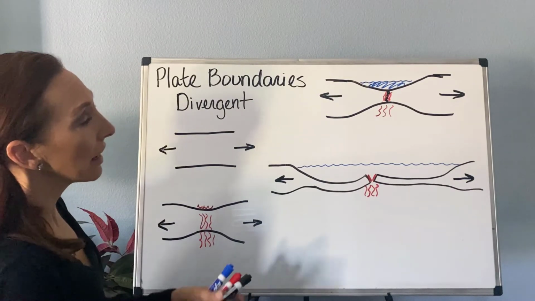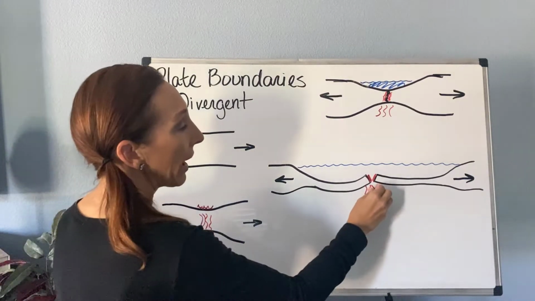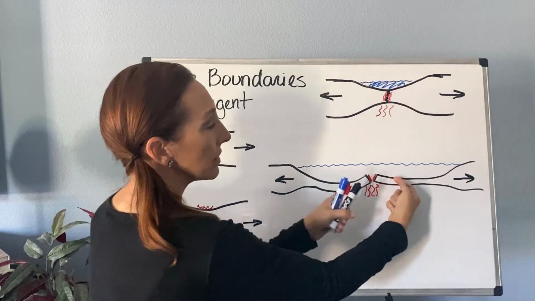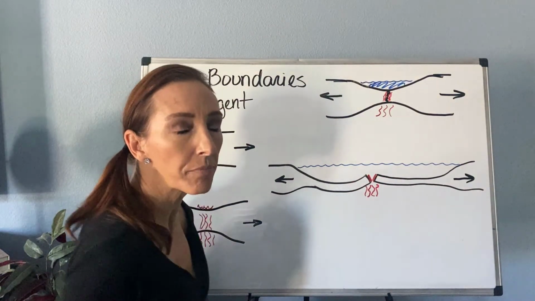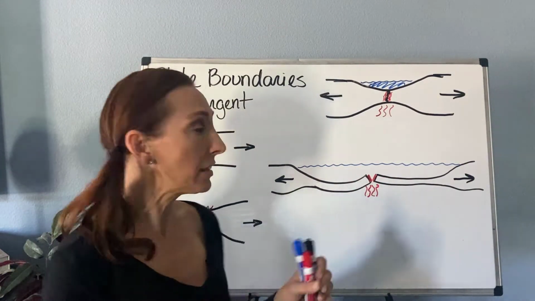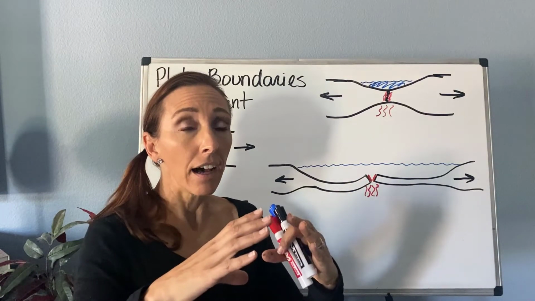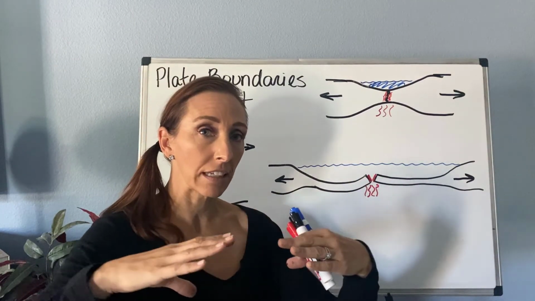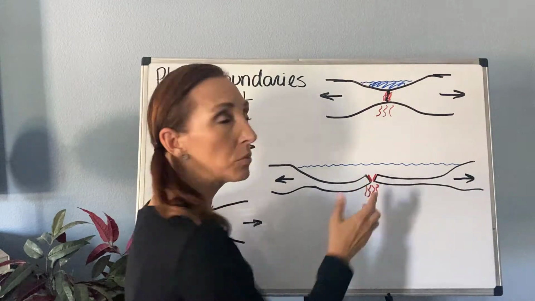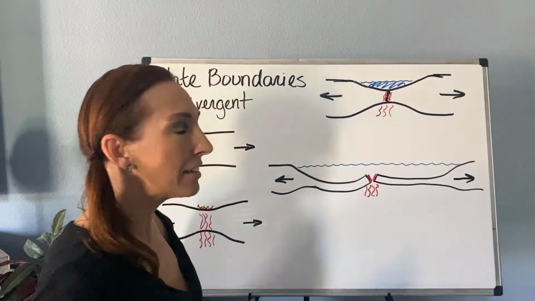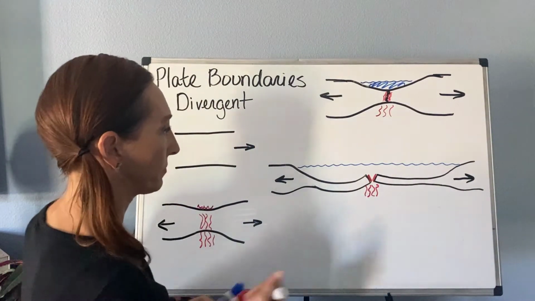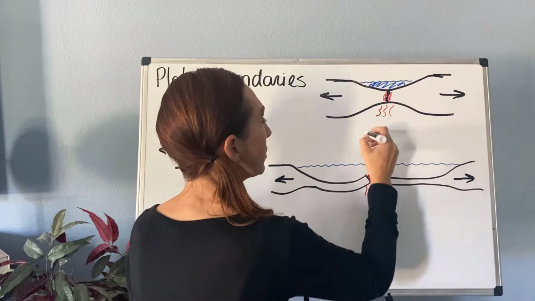You'll notice a couple things. I have drawn the center point kind of sticking up like that. Your lecture class will get more into this, but basically this material is really hot. And as it cools, it starts to sink down. And so because it's really warm and kind of lifted up there, it ends up forming what we call a mid-ocean ridge. This is our mid-ocean ridge.